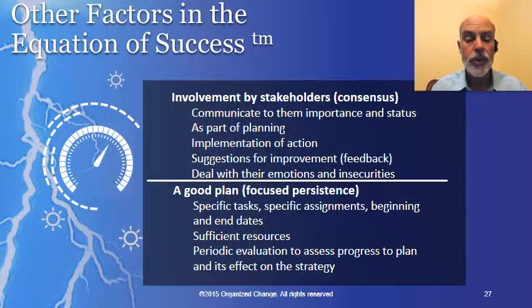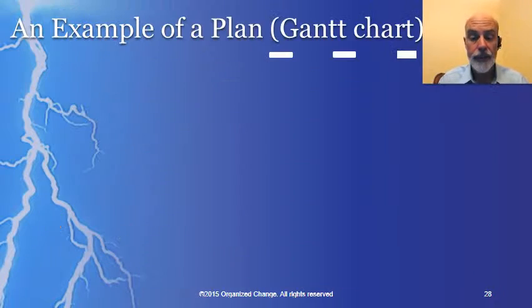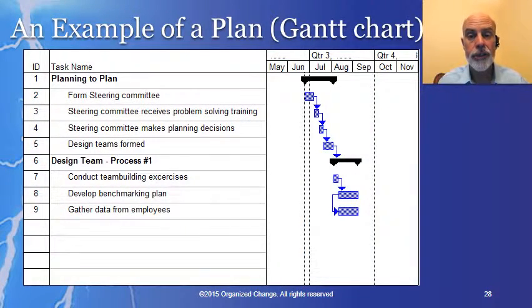In regards to a good plan, there need to be specific tasks, specific assignments, beginning and end dates, sufficient resources, and periodic evaluation to make sure the progress is properly being made. If this sounds like good project management, you're exactly right. That is exactly what it is. And if you can actually create a Gantt chart in regards to your particular implementation plan, with assignments and specific tasks and progress bars and the like, you're definitely one step ahead of most people in regards to what changes are made.